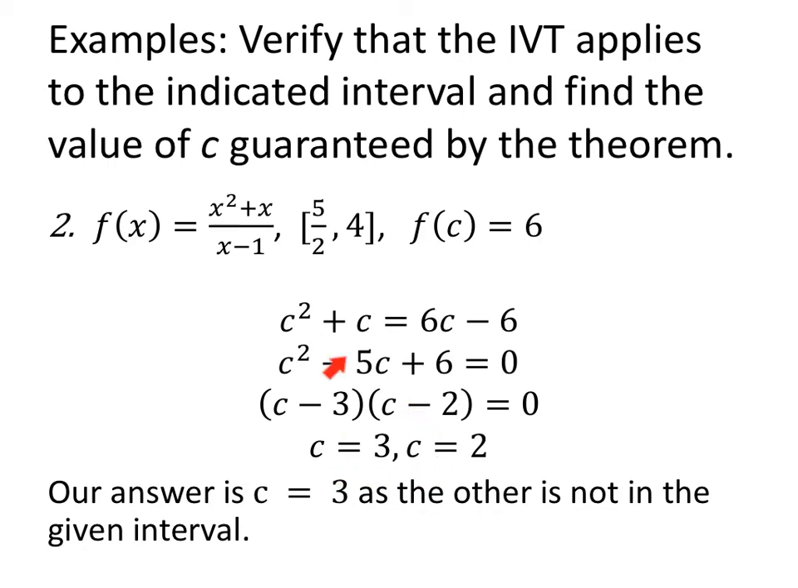Once you get your values, always check back with the given interval. 5 halves, that's 2.5, right? 2.5 to 4. 2 is not in the interval. 3 is the only possible answer, as it's the only one in the interval.